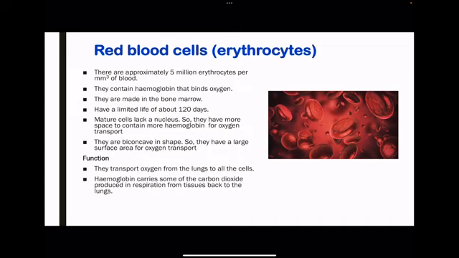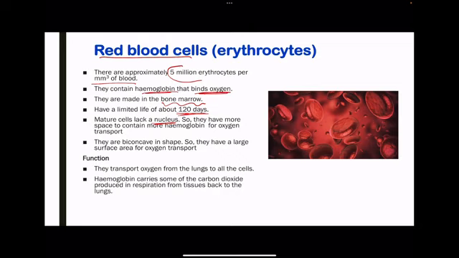Moving on to the cells, here we have the red blood cells, and sometimes these are called the erythrocytes. There are about 5 million red blood cells per millimeter cubed of blood, and they contain hemoglobin. This hemoglobin is very important in the binding of oxygen, so that oxygen is transported around our body. Also, these red blood cells are made in the bone marrow, and then they move into the blood. They have a limited lifespan of about 120 days. Mature red blood cells have no nucleus, so that they have more space to contain more hemoglobin for oxygen transport.